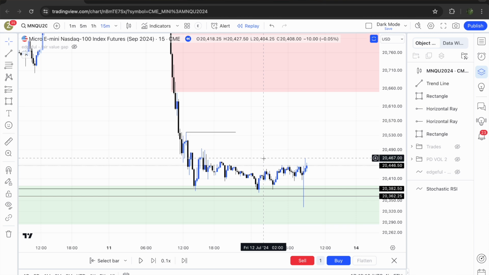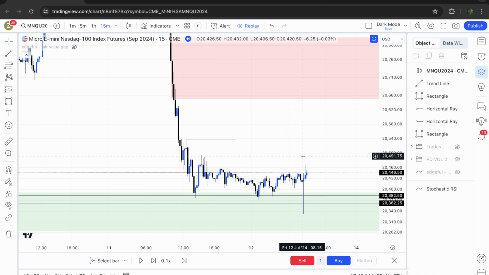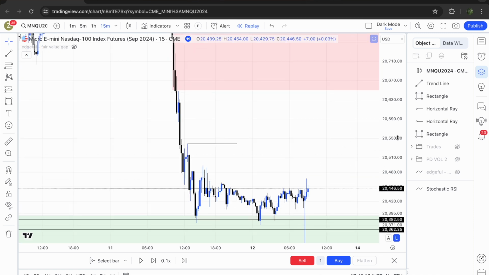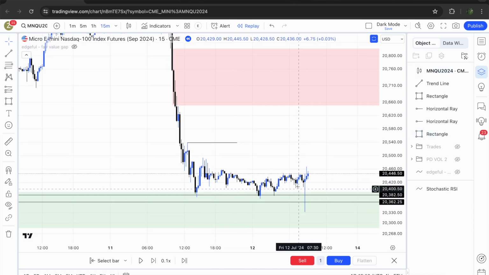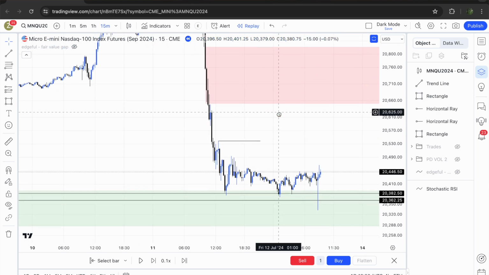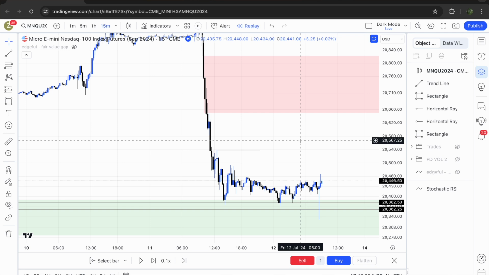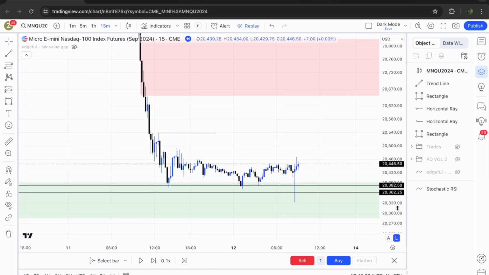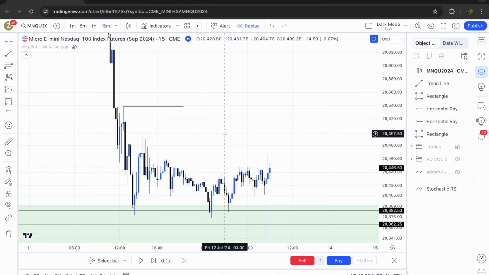It is hunting liquidity, it's rebalancing to inefficiencies, and it's rebalancing to equilibrium. Those are the three things the market is doing at all times. Right now, we have just hunted liquidity, we have swept it, and now we are rebalancing into an inefficiency. That's the idea for this trade thesis. But we still need to get some confirmation. We need a market structure shift.